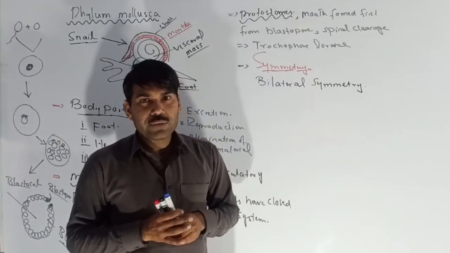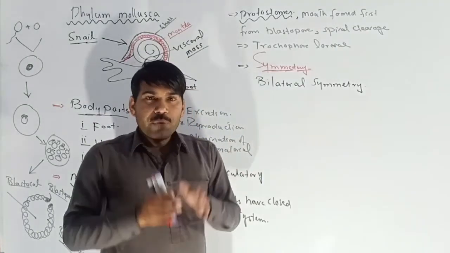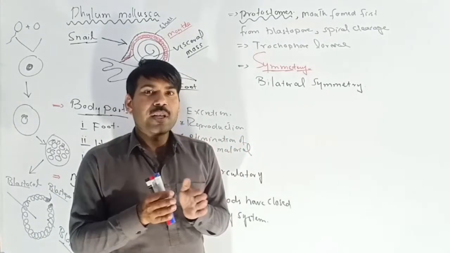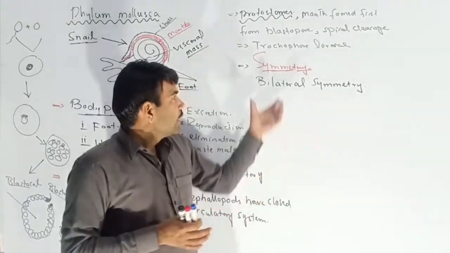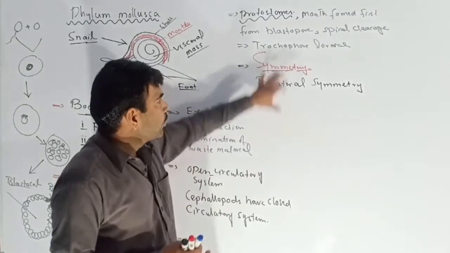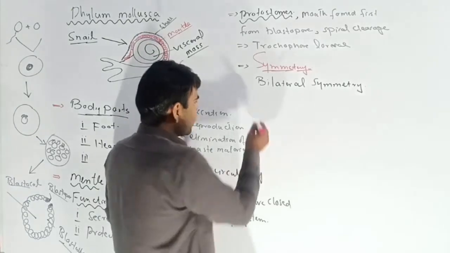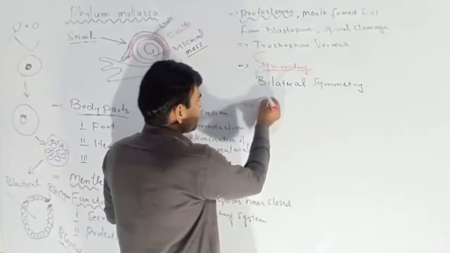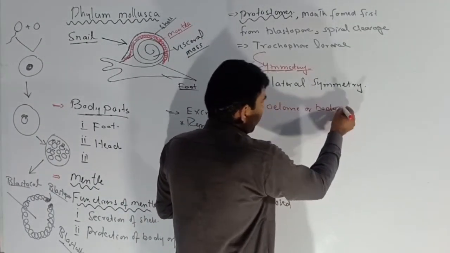What is the meaning of bilateral symmetry? When we cut the whole body into two equal parts and both the parts are mirror images of each other, then we can say that the symmetry in the body is bilateral symmetry. So the symmetry in the phylum Mollusca is bilateral symmetry. After this we are going to discuss the coelom, or body cavity.